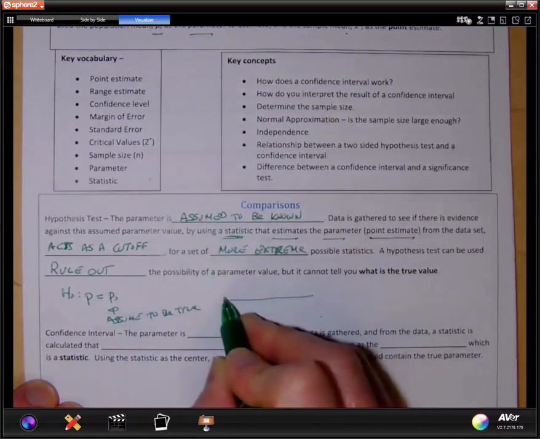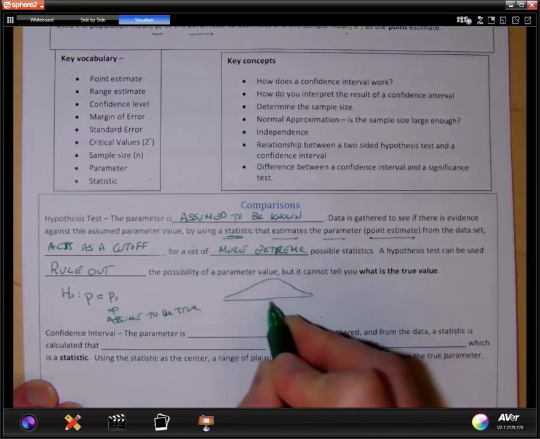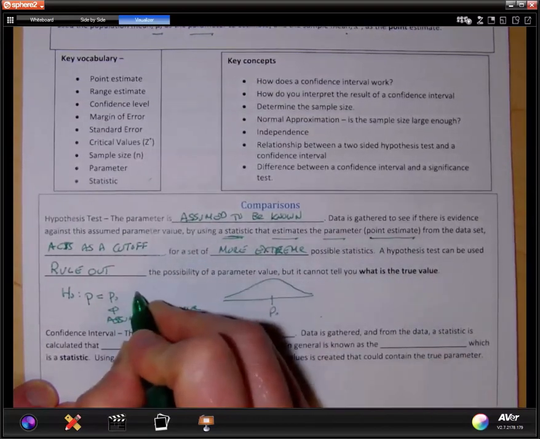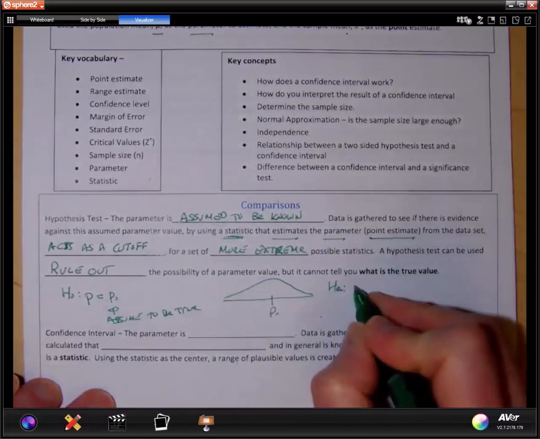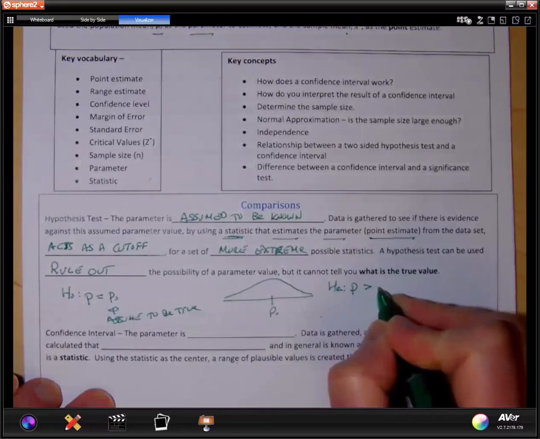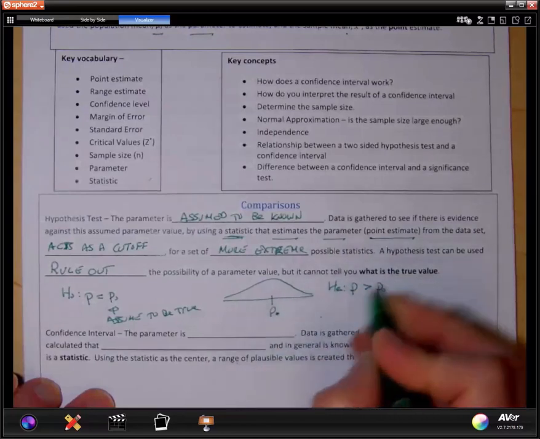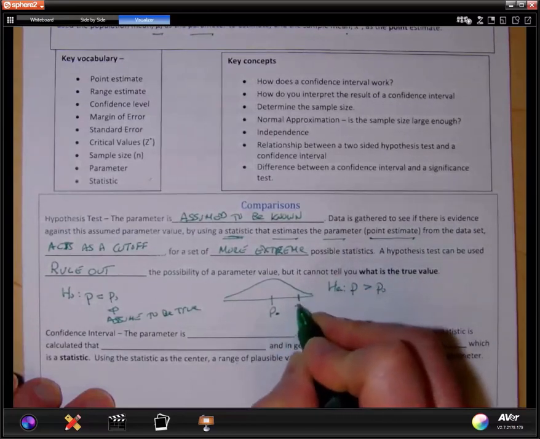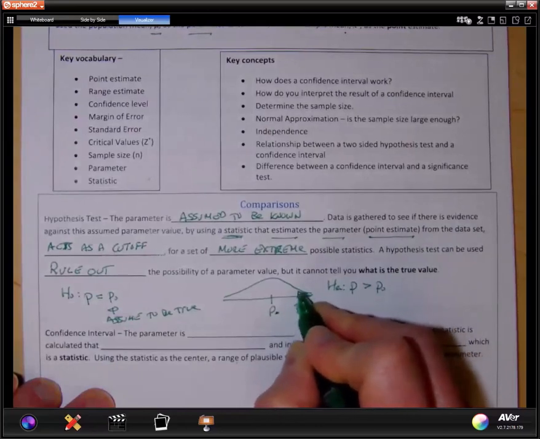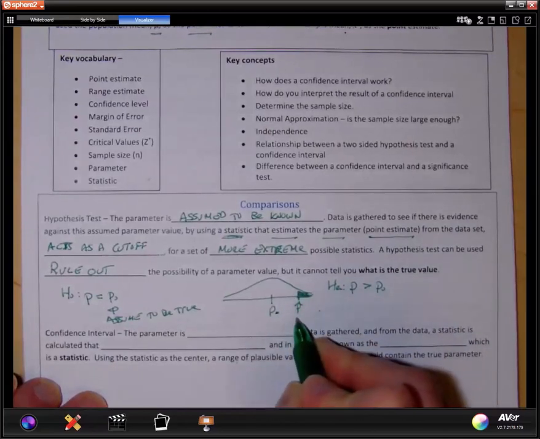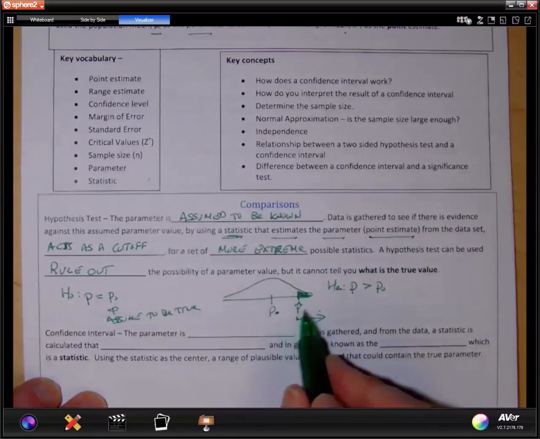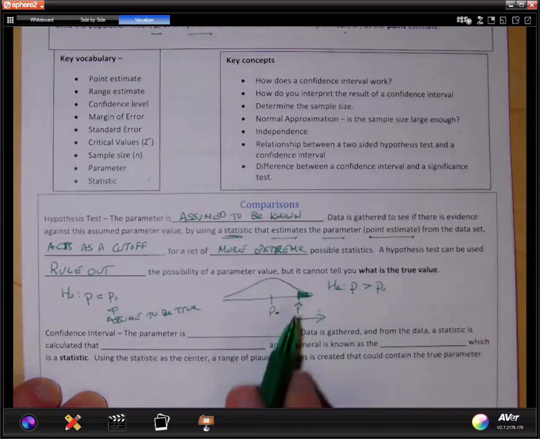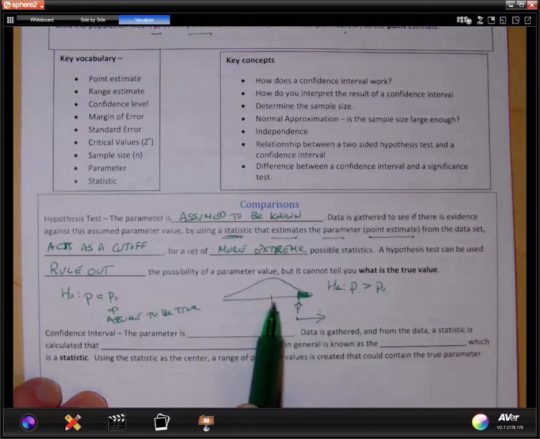We look at a normal model where this assumed value sits right here, and we're going up against, let's say that this is the alternative: P is greater than some value. And then let's say our P hat value lands here. That means we're trying to figure out how likely this value is or something more extreme. And this again is acting as my statistic, as a cutoff for this range. But all we're doing is, if we find enough evidence, then we can rule this out.